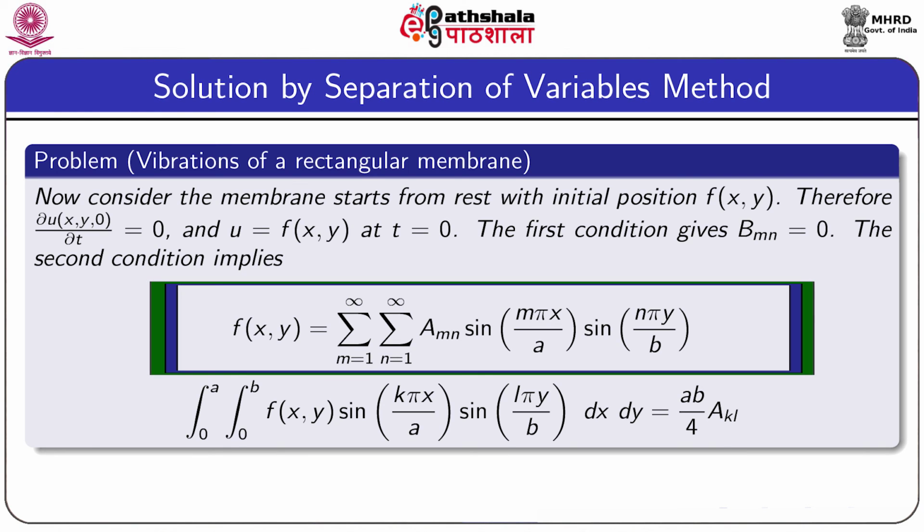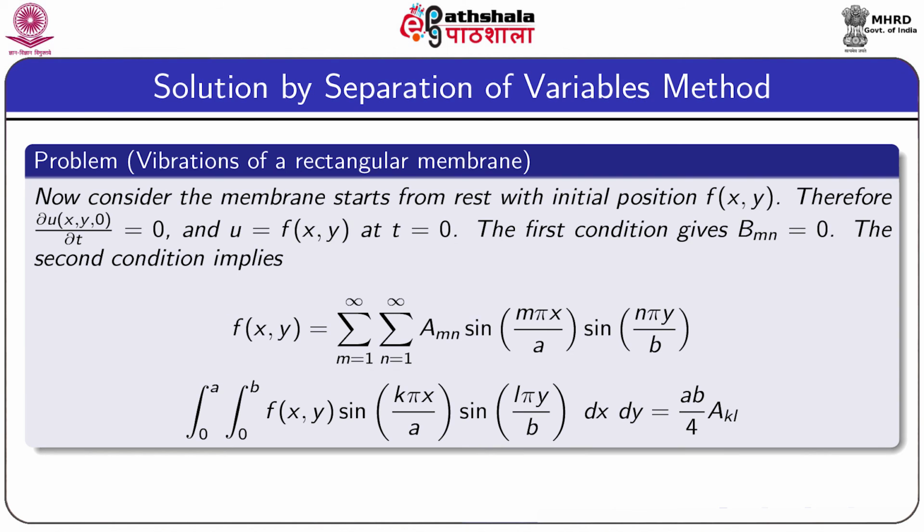so, using that condition in this solution, we obtain f(x,y) equals sum over m, sum over n, A_mn sin(mπx/a) into sin(nπy/b). So, from this expression it is clear that it represents a double sine Fourier series.